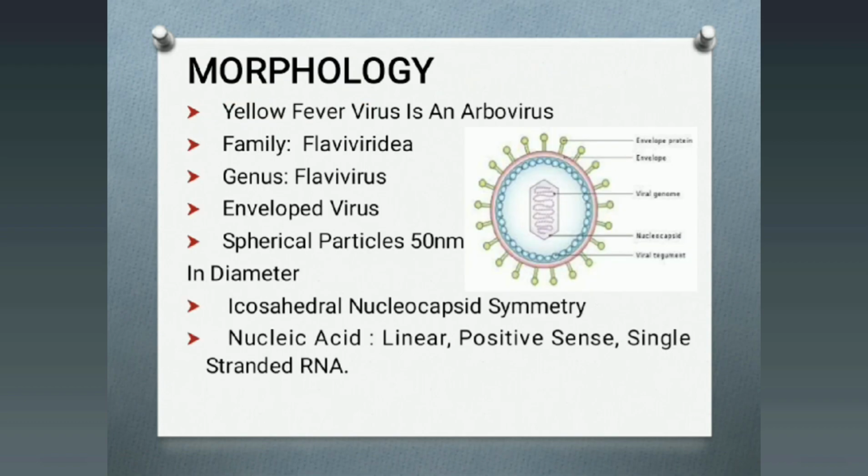About its morphology. Yellow fever virus is an arbovirus, family Flaviviridae, genus Flavivirus. It's an enveloped virus. It's a spherical particle 50 nanometers in diameter, and its shape has icosahedral nucleocapsid symmetry. The nucleic acid is linear, positive-sense, single-stranded RNA.